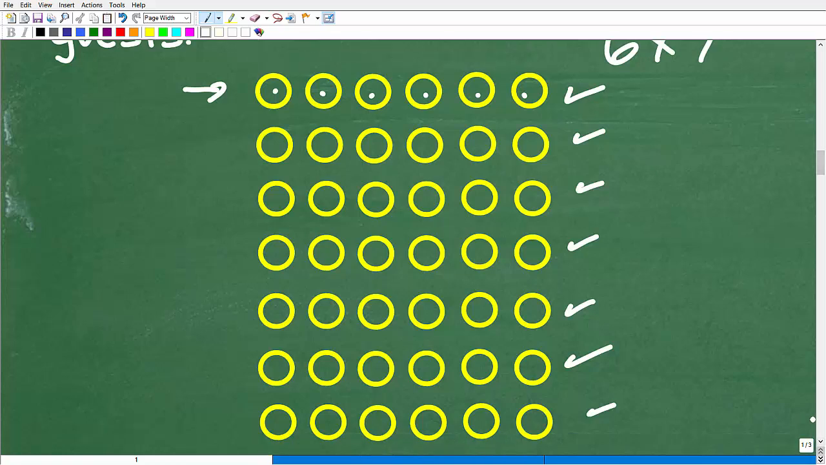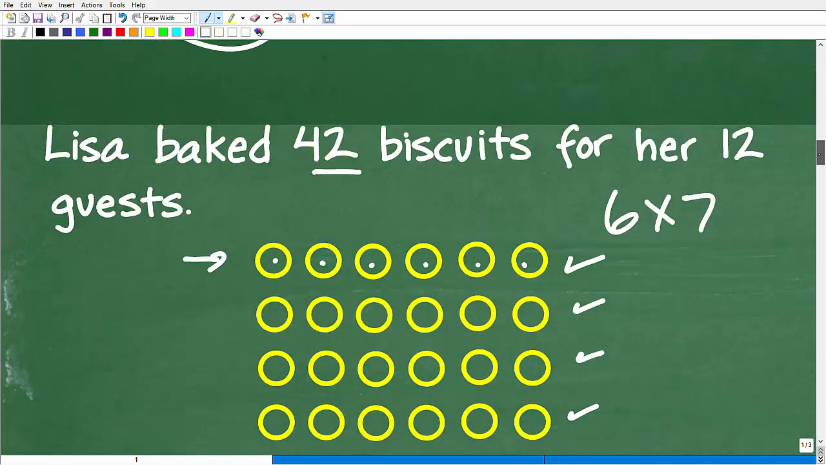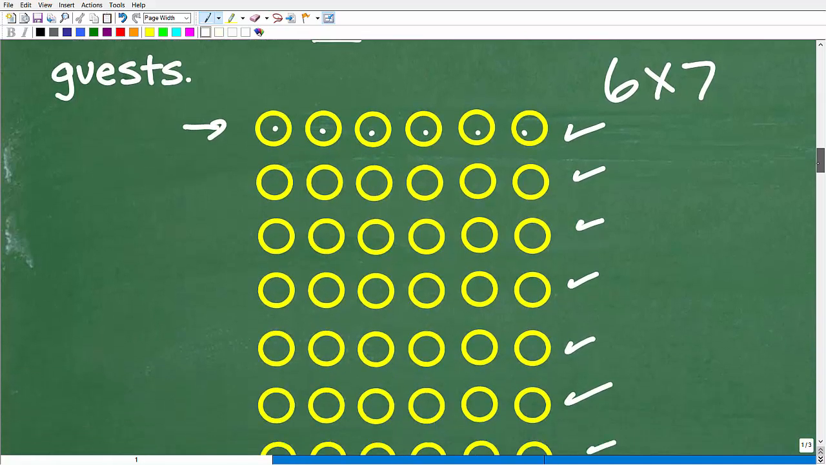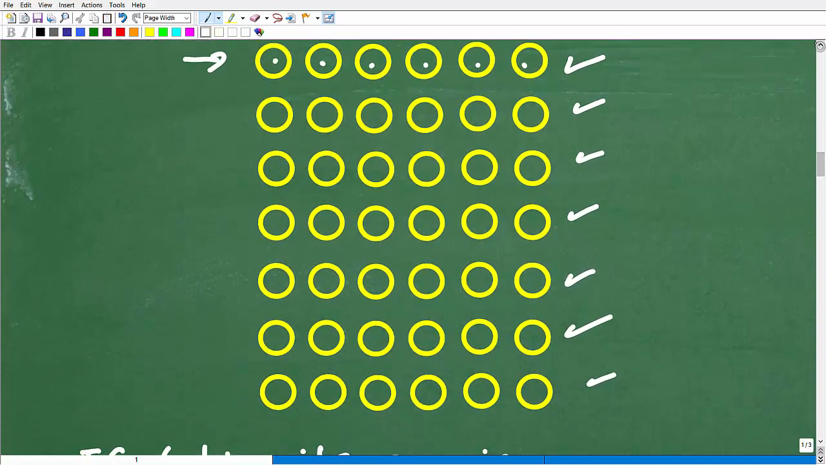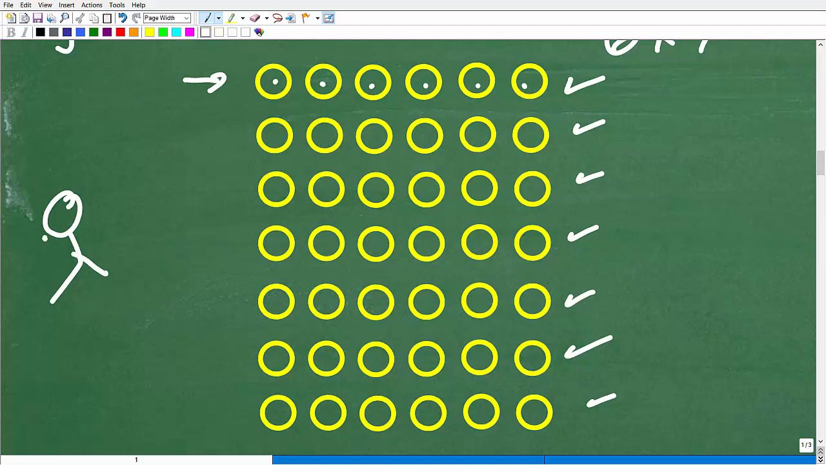Now, if you felt compelled to write out all these biscuits, well, that's fine, but it's not necessary. I just did this just to have fun. But here is our 42 biscuits for our 12 guests, right? So our 12 guests here are going to eat these biscuits up. Aren't they lucky? Okay, so they're going to eat this up, but here is the deal.